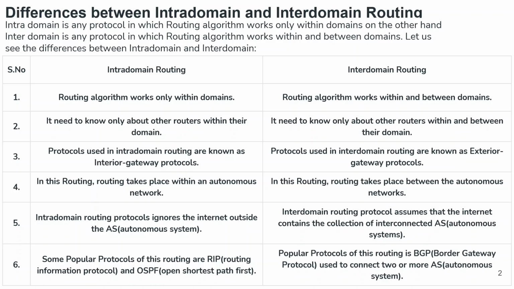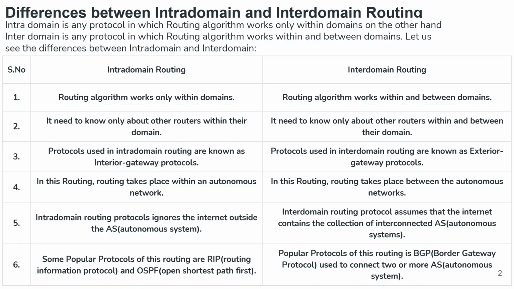Intra-domain routing takes place within an autonomous network, whereas inter-domain routing takes place between autonomous networks, meaning more than one autonomous network. In intra-domain routing, the protocol ignores the internet outside its own autonomous system. Whereas in inter-domain routing, the protocol assumes that the internet contains a collection of interconnected autonomous networks. Since intra-domain is within the same network or domain, it is least bothered about the outside internet, but the opposite is true for inter-domain.